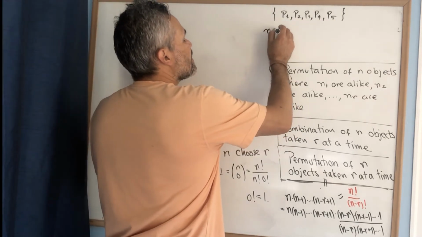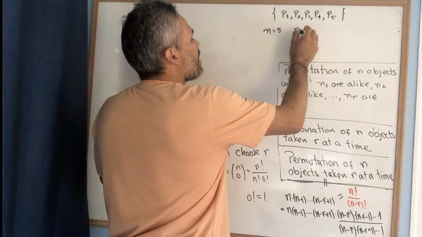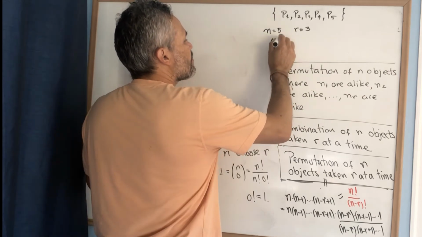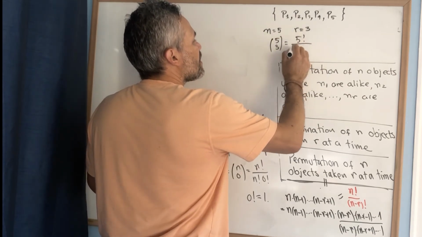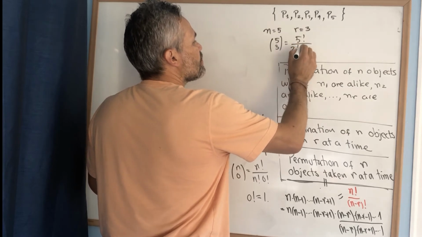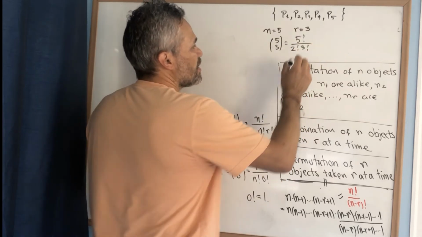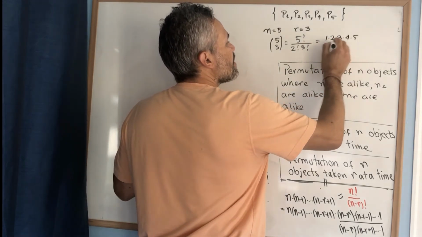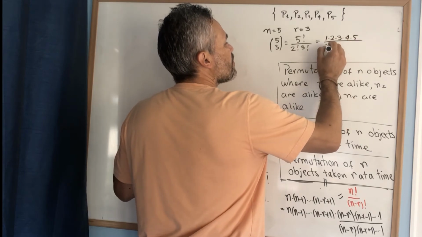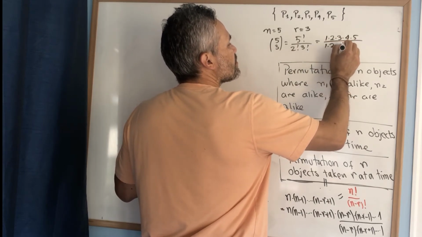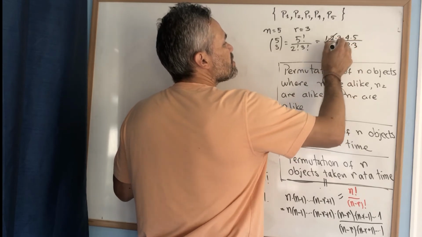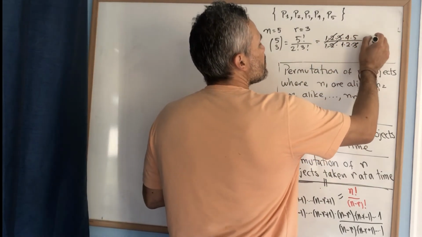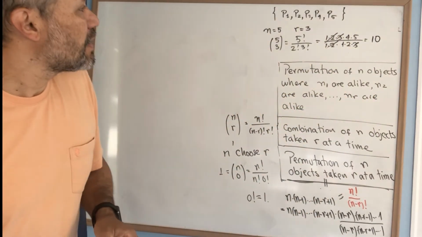In this case, N is equal to 5, R is equal to 3, and then the answer would be 5 choose 3, which is 5 factorial over 5 minus 3, which is 2 factorial, times 3 factorial. And therefore, this is 1 times 2 times 3 times 4 times 5 over 2 factorial, 1 times 2, times 3 factorial, 1 times 2 times 3. These 2 cancel out, 3 cancel out, and we have 20 divided by 2. The number is 10 people.